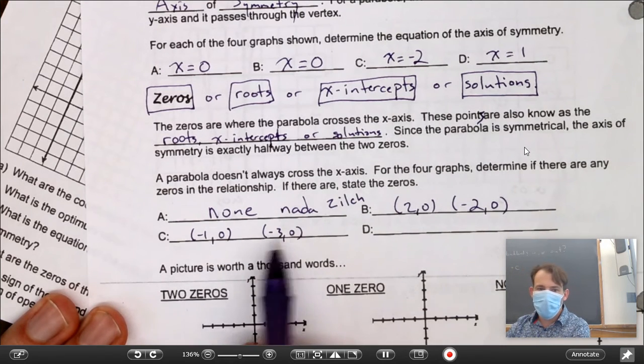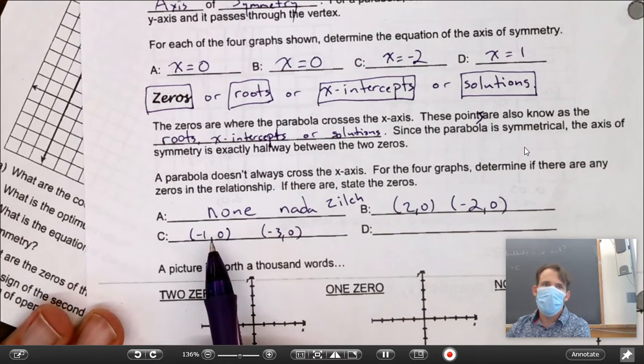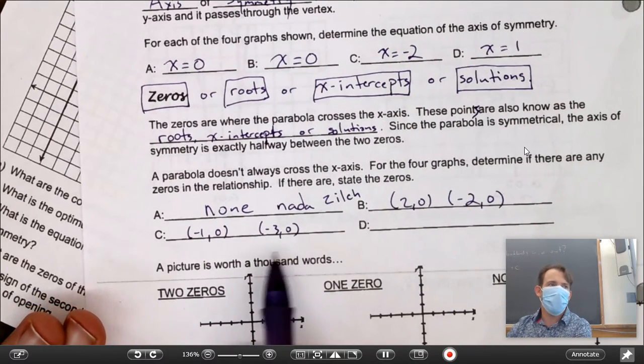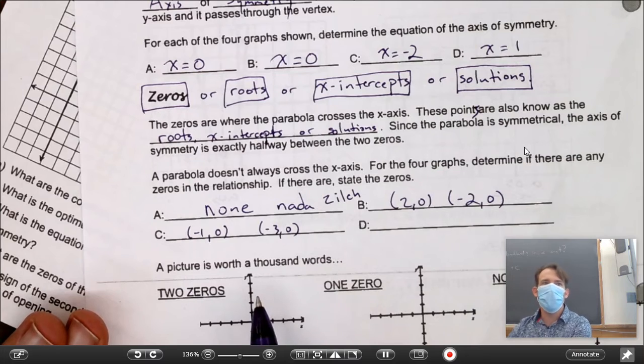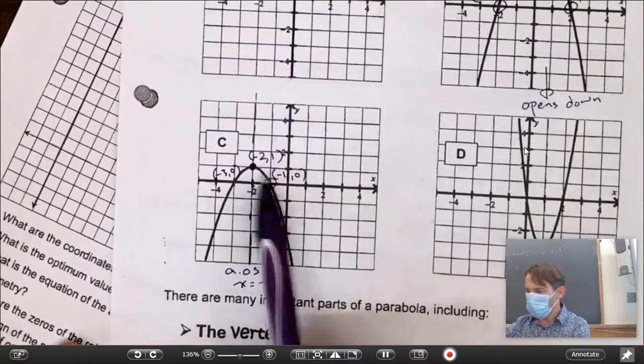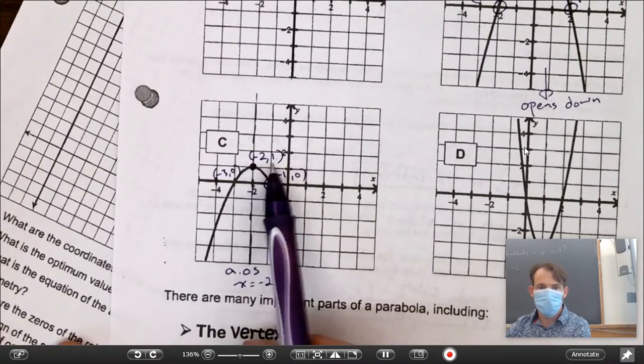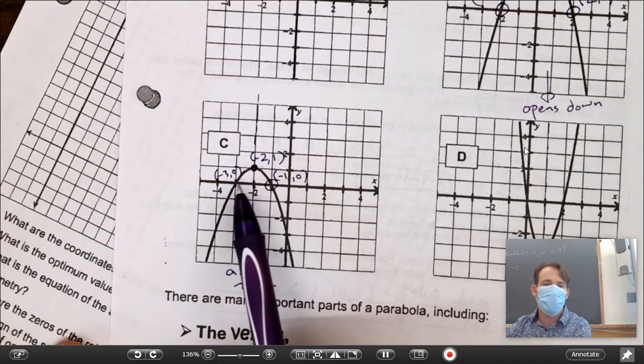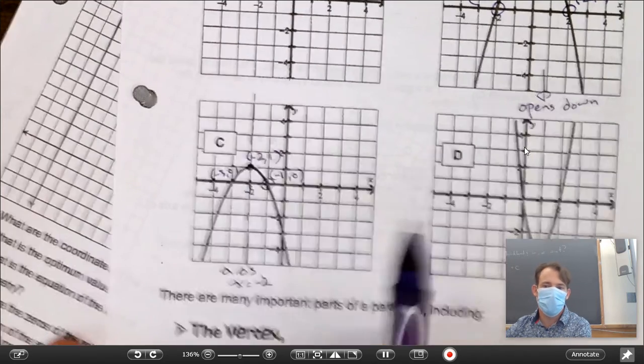If that was all the information you had, you can now say, well, -3, -1. -1 plus -3 is -4. -4 divided by 2 is -2. So I expect to find the vertex where x equals -2. There it is, -2, right in between. It's the average between those two things because it's symmetrical.